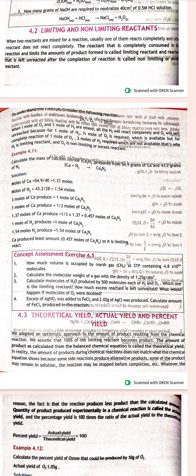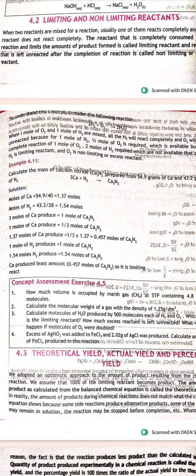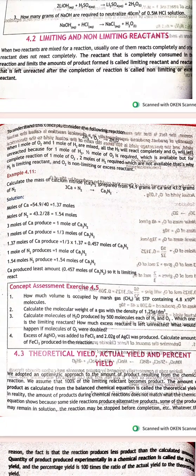Okay. Now we have the topic, that is limiting and non-limiting reactant. It's a very interesting topic in chemistry, in stoichiometry. When two reactants are mixed for a reaction, usually one of them reacts completely and the other reactant doesn't react completely. The reactant that reacts completely is the limiting reactant, and the other that is left unreacted is the non-limiting or the excess one.